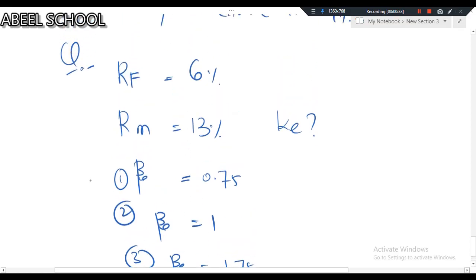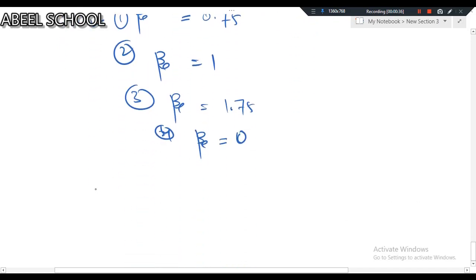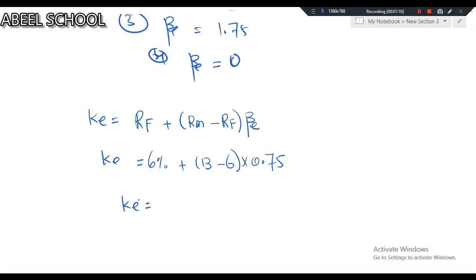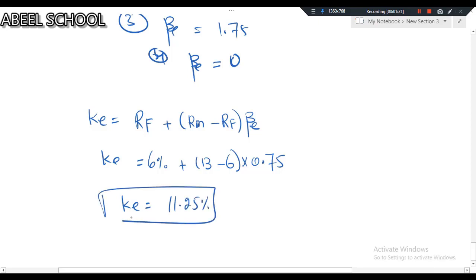In first, we have a beta equity 0.75. Let me write the formula of CAPM. K is equal to RF plus (RM minus RF) into beta equity. K is equal to, risk free rate is 6%, RM is 13% minus 6, beta equity is 0.75. So here comes your K: (13 minus 6) into 0.75 plus 6. It is 11.25%. Now listen.